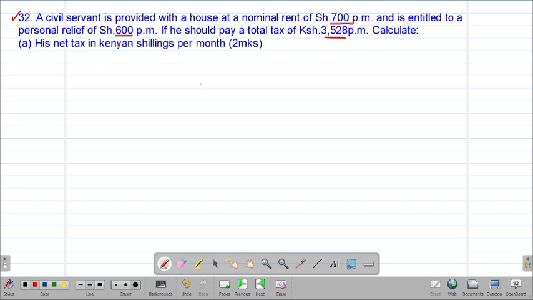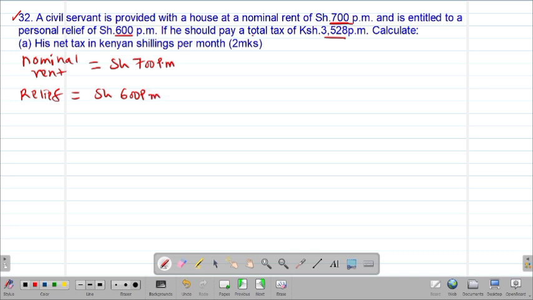So we're going to start by highlighting the key information that you're given. We are told that a civil servant is provided with a house at a nominal rent of 700 shillings per month. So we are given the nominal rent, which is Kenya shillings 700 per month, and he is entitled to a personal relief of 600. So you are given a personal relief of Kenya shillings 600 per month.